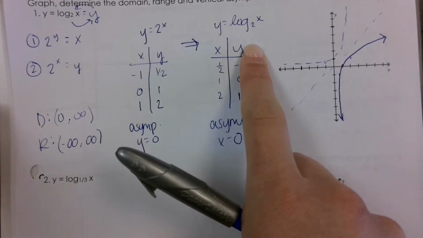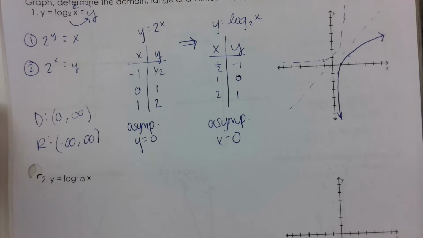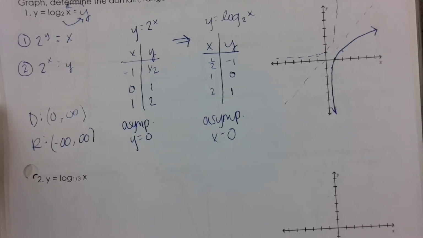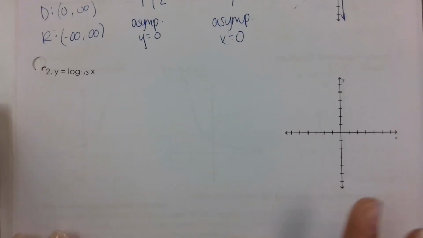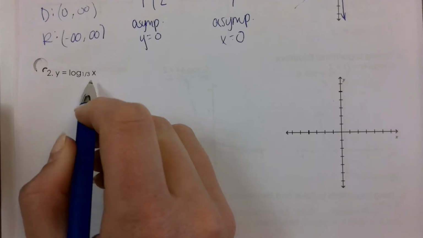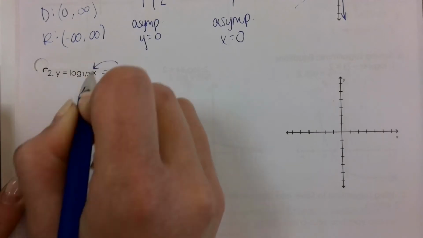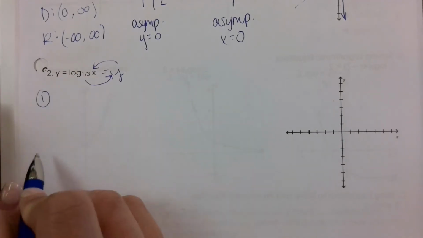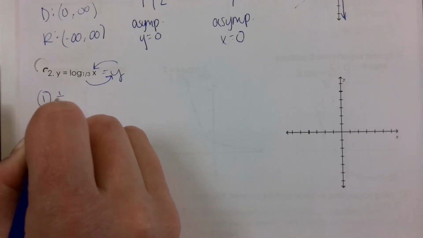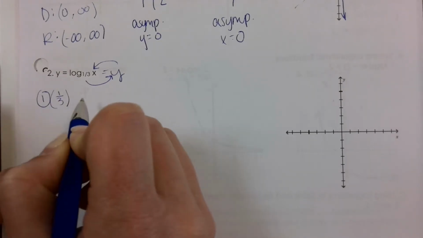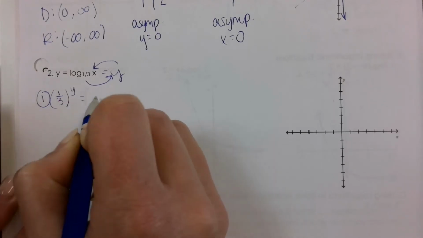Questions? So logs are inverses of exponentials. So we know how to graph this, but we don't know how to make a table for that. Does that make sense? So that's why we're going to start here and then flip it. Right. So it goes back and forth. So are we okay to try another one? Yeah, so let's do that.